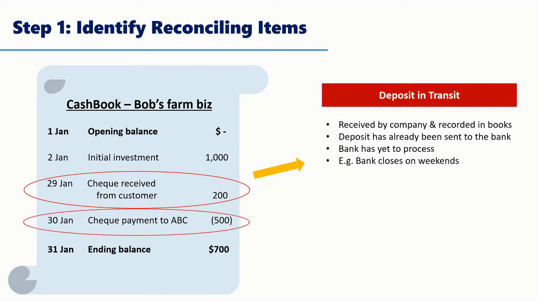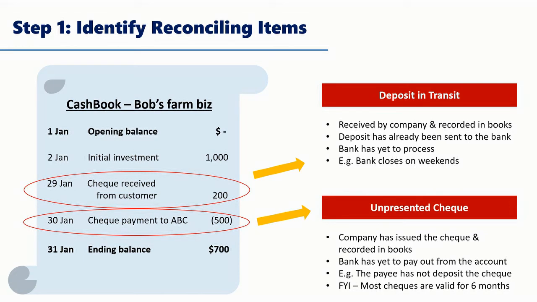The second item is the check payment to supplier. This is known as the unpresented check. These are checks that the company has issued and recorded in the books, but for some reason the amount has yet to be paid out from the bank account. One of the reasons could be that the payee has yet to present the check to his or her own bank. As a result, this reconciling item could be outstanding for a few months depending on when the check is presented by the payee. Most checks are valid for 6 months from the date of issuance, unless otherwise stated on the check. So, if your supplier did not present the check within the check's validity period, you will have to reissue a new check to the supplier.